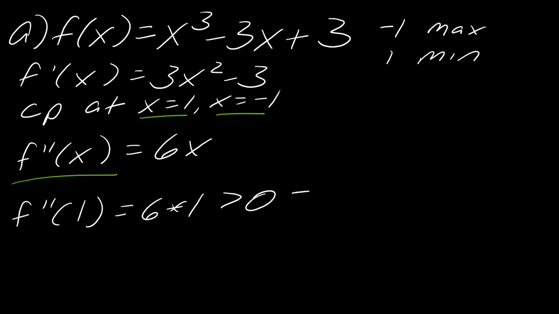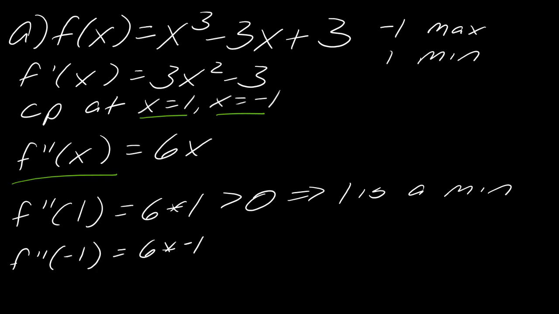Since this is positive, 1 is a minimum, which is exactly what I found before. The hardest part about this is I notice that students flip-flop the interpretation of this. So make note cards for this if that's something that you need. And then if I do f double prime of negative 1, this will be 6 times negative 1, so this will be less than 0. Since it's a negative, that indicates that negative 1 is a maximum.